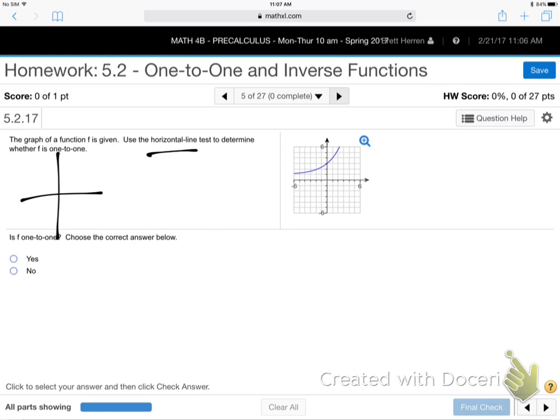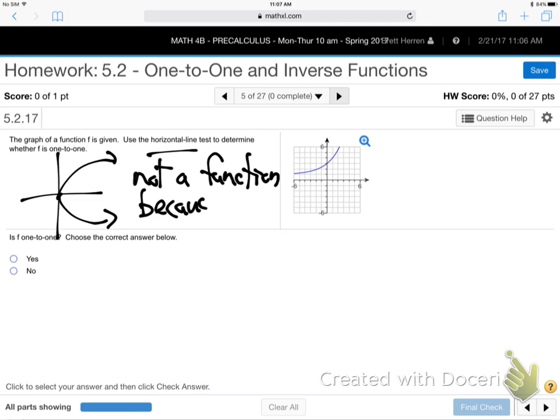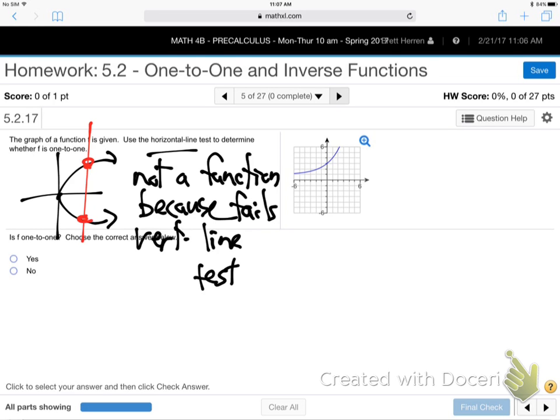If you have a function that looks, say, like this, that's not a function, really. This one would not be a function because it fails the vertical line test, right? Because a vertical line hits in 2 points. So if you ever have a vertical line that hits in 2 points, that's not a function, okay? So first off, you just got to be a function.